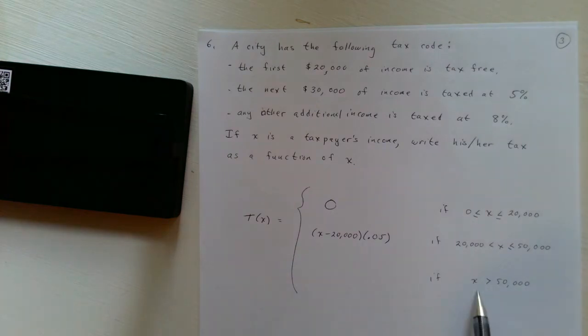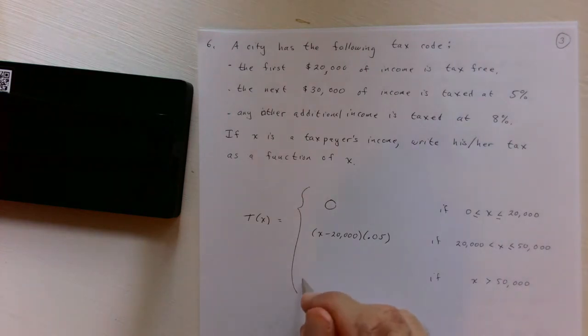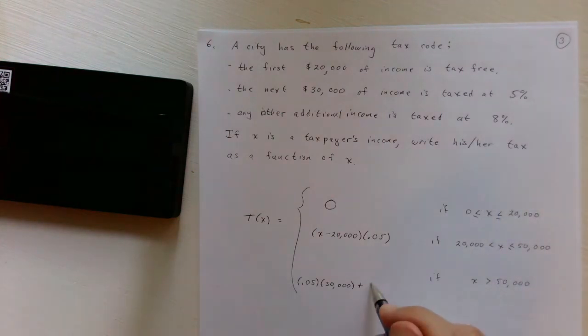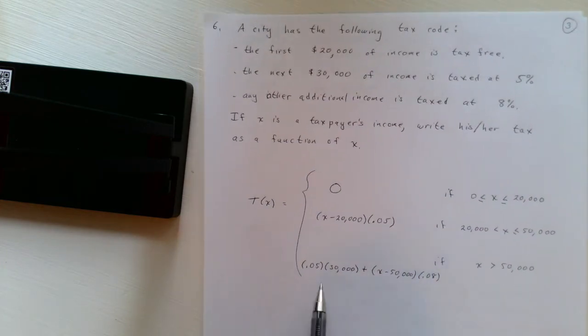All right, then, what happens if x is bigger than 50,000? Well, that middle 30,000 is still being taxed at 5%. So this taxpayer will have to pay tax on that. So that'll be 0.05 times 30,000, and then plus 8% of whatever is left. So that would be x minus 50,000 times 0.08. Right? You could simplify this, but that's all there is to this problem.